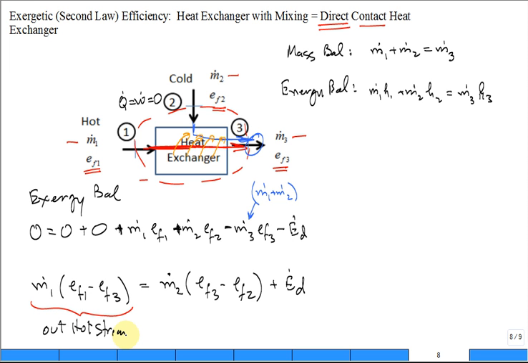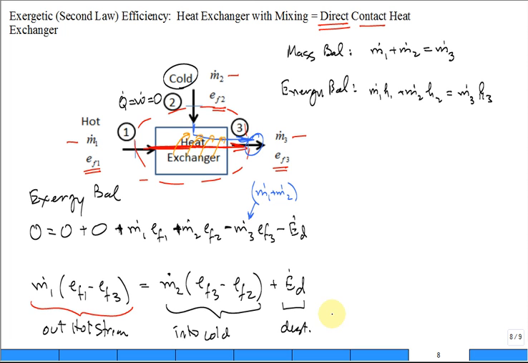Where does the exergy go that comes out of the hot stream? It goes, guess where? Into the cold. This is called cold. I know it's cold to lukewarm, hot to lukewarm, but it goes into the cold stream, true? Or it gets destroyed.